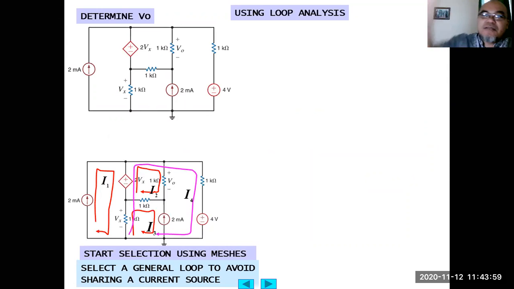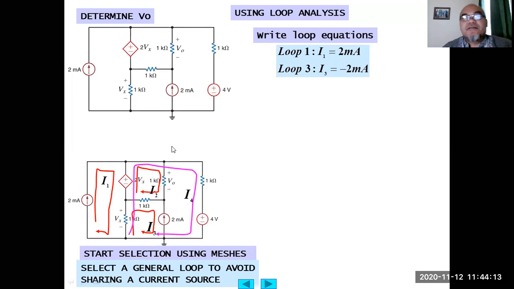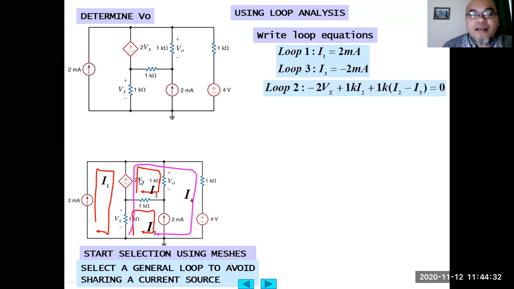So we will use another loop which does not share that current source. In this case it will be this I4, another loop containing I2 and I3. Okay, so writing the loop equation at loop 1, I1 equals 2 milliampere. Loop 3 is here. We already have this 2 milliampere, right? So loop 3 will be I3 equals negative 2 milliampere, because the 2 milliampere is upward while I3 is clockwise.